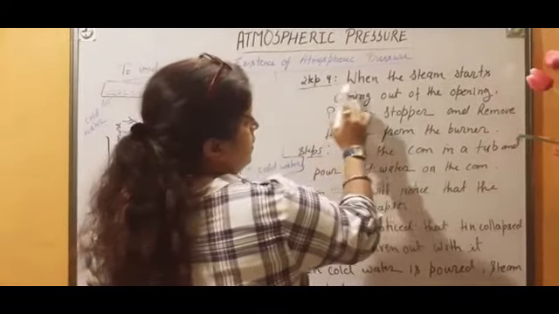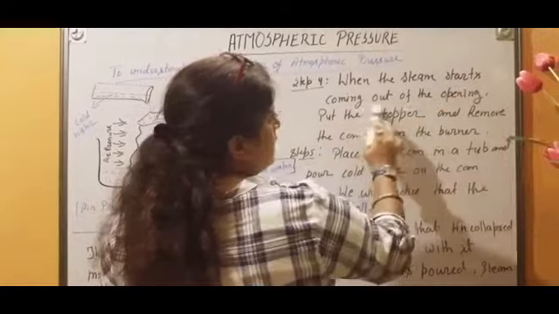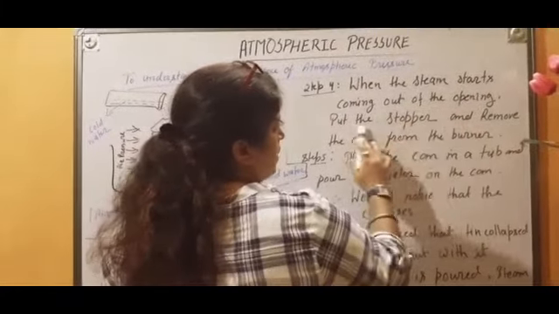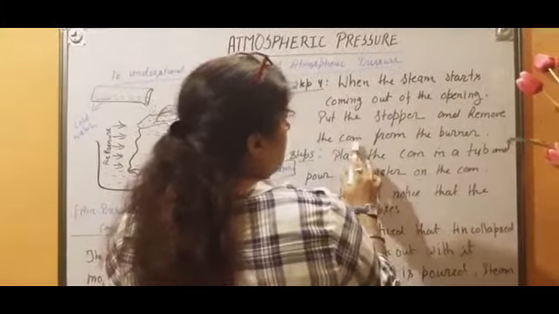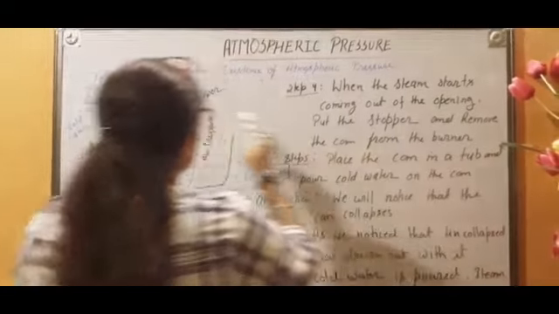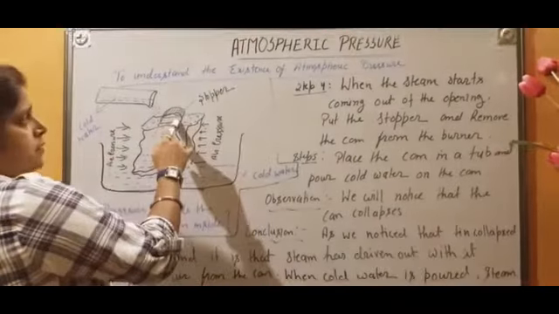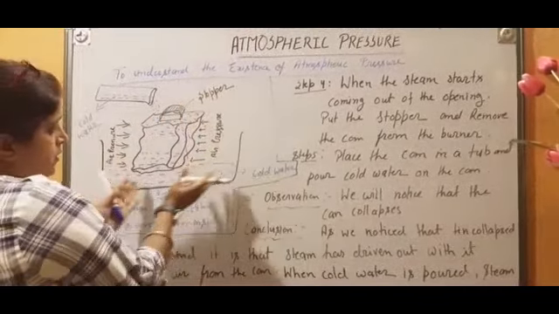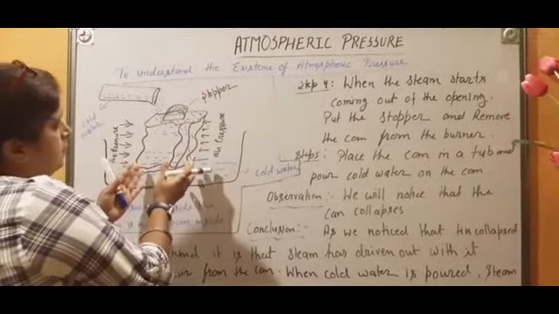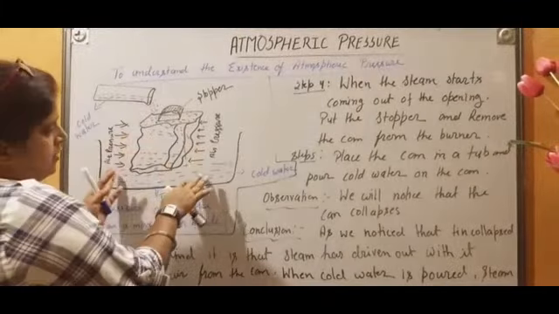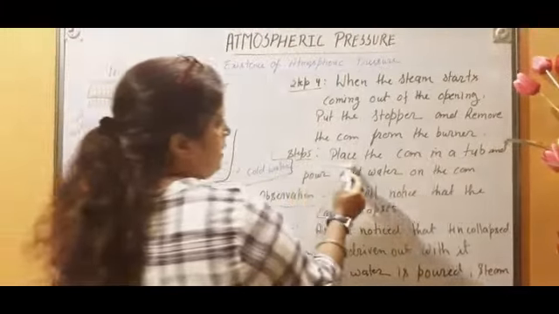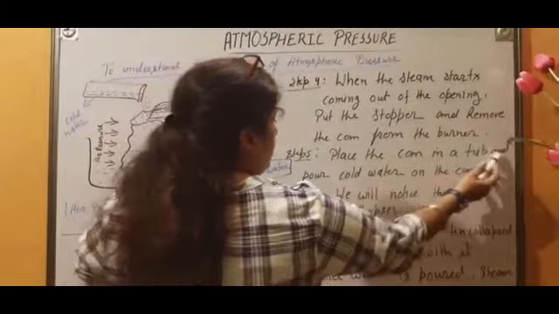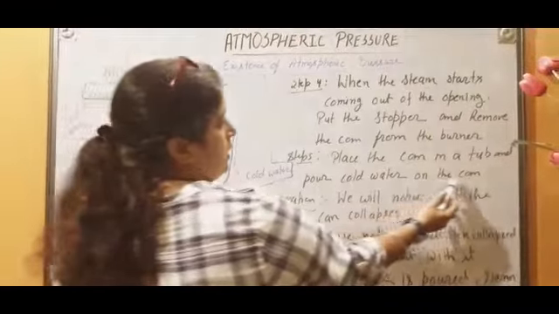Now step 4, when the steam starts coming out of the opening, put the stopper and remove the can from the burner. See, we put the stopper back to its place, we covered it and removed it from the burner. Now we brought it, kept it in a tub, and we are pouring cold water, and here is also cold water. So step 5, place the can in a tub and pour cold water on the can.